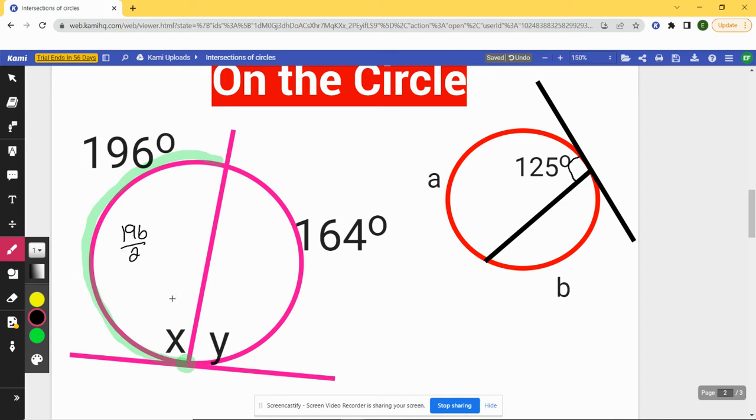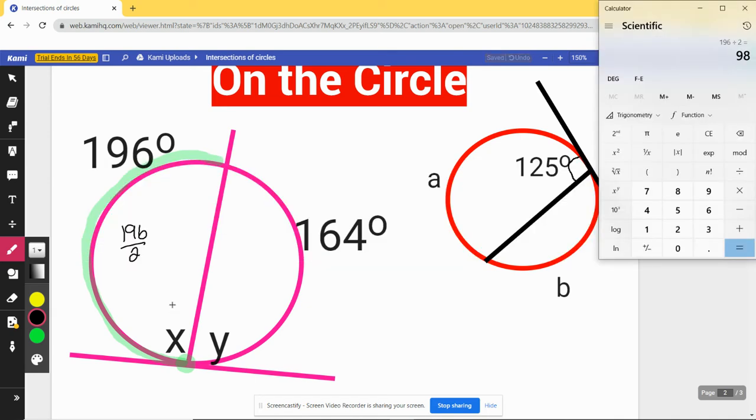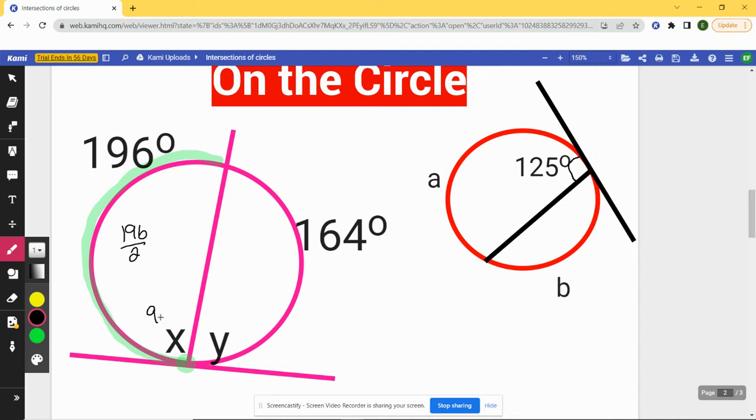Half of 196 is going to give us 98 degrees. So 98 degrees will be our angle down here.